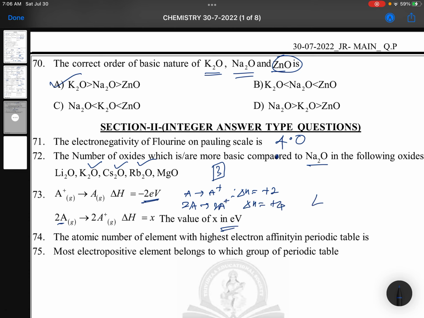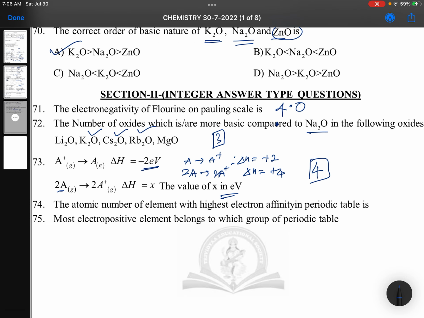Very simple answer. The atomic number of the element with the highest electron affinity: highest electron affinity is for chlorine, atomic number is 17. Most electropositive element belongs to which group of the periodic table? Electropositive elements are always in alkali metals, first group.